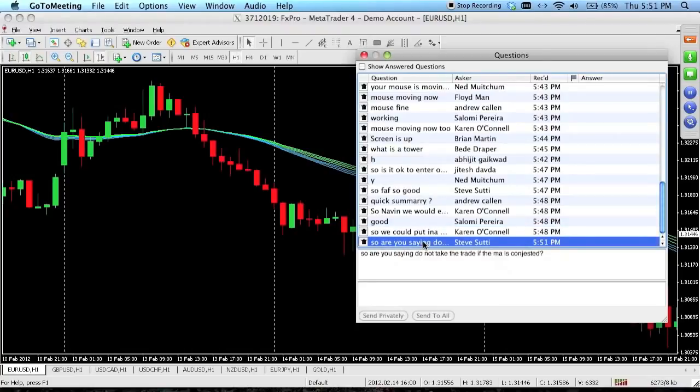Steve asks, so are you saying do not take the trade if the MA is congested? Yes, do not take it if it's congested. If you are taking it when it's congested, it's considered an aggressive trade. When it's congested, you're most likely in a sideways market. So this will help you filter out sideways market momentum. Okay? So do not trade in a congested MA. Okay, let's continue here.